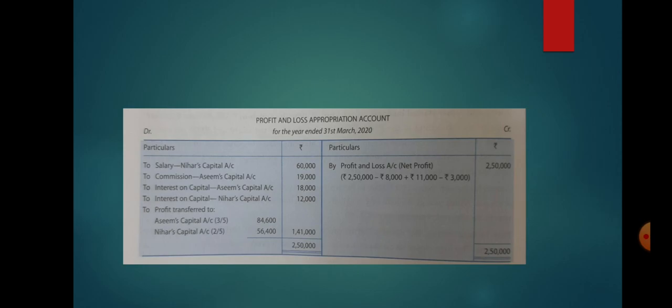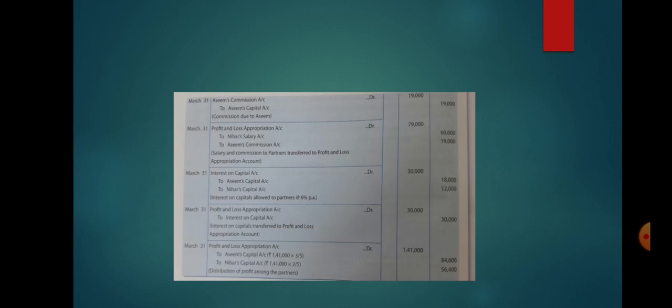So this amount, now we come to the entry again dear students. This is the last entry on 31st March. You can see the entry is profit and loss appropriation account rupees 1,41,000 to Asim capital, that is 1,41,000 into 3 by 5. 3 is the ratio of Asim and 5 is the total ratio of these two partners, that is 3 plus 2, that is 5.